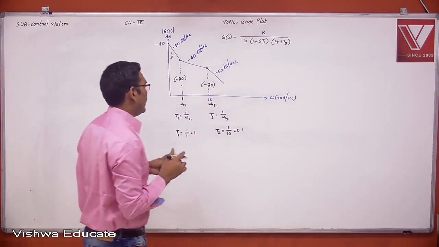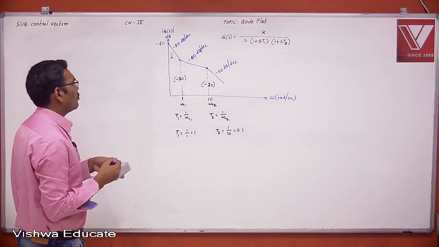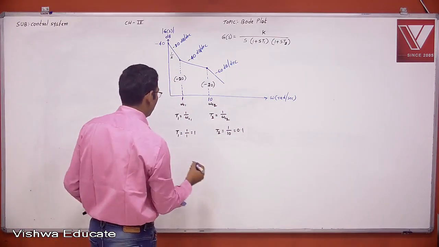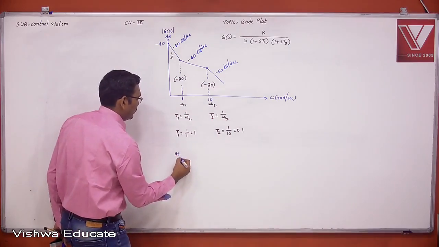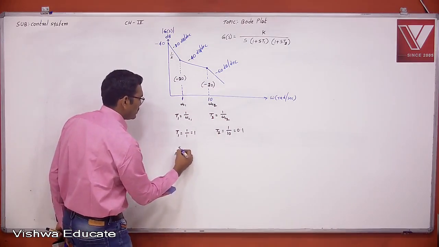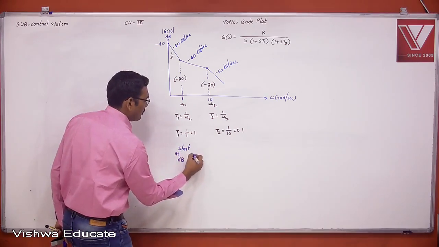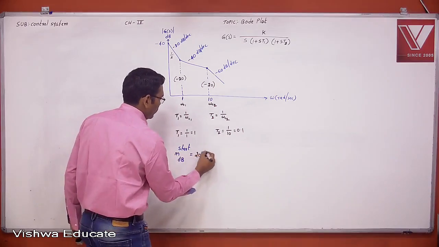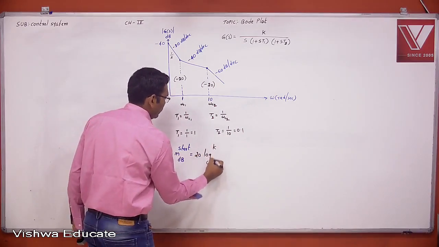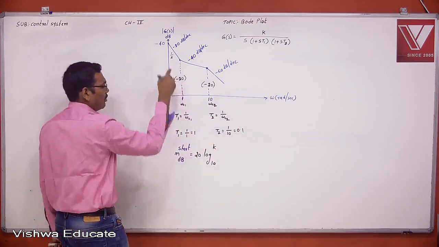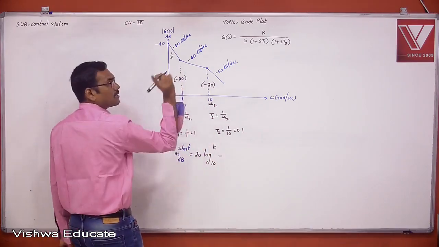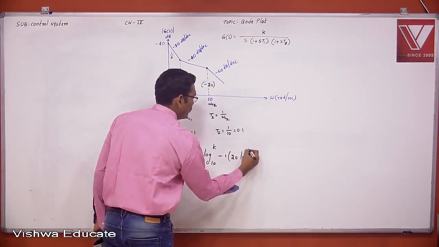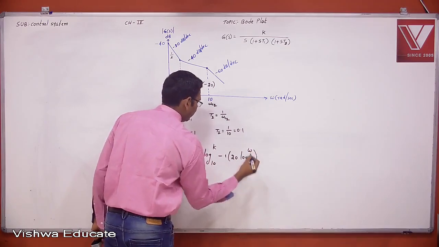And the system gain k. Now how to find the system gain k? You know the starting magnitude. The starting magnitude in terms of dB is 20 log k base 10. Now there are poles at the origin, therefore minus, how many poles? One pole at origin, 1 into 20 log omega base 10.